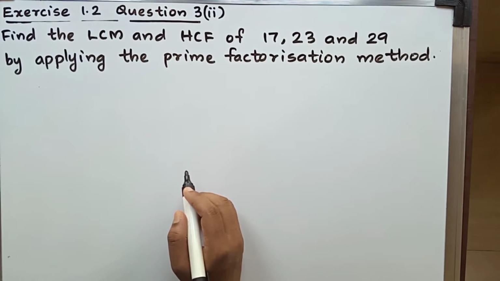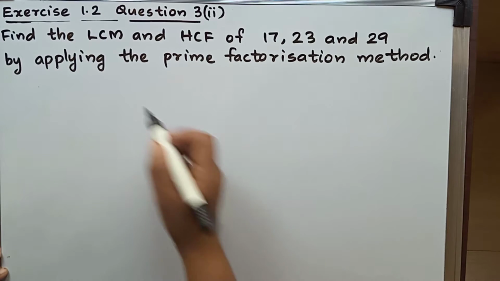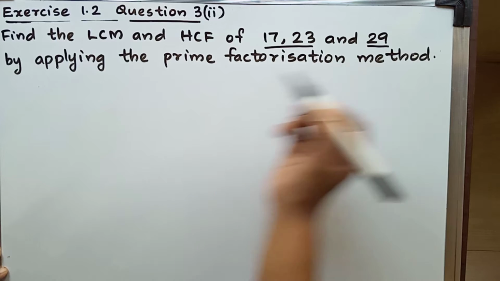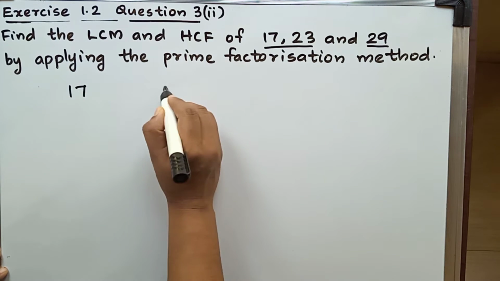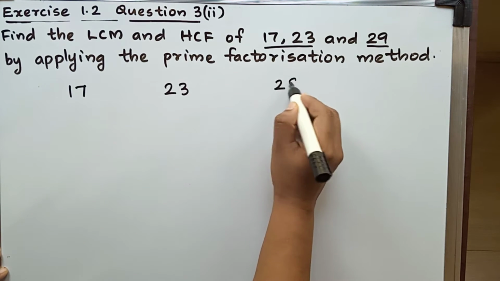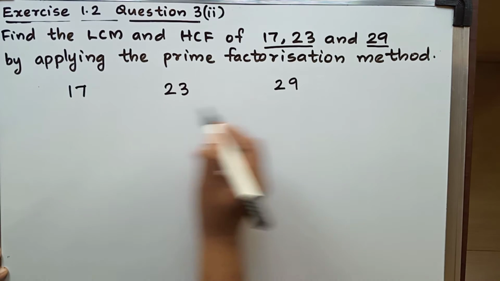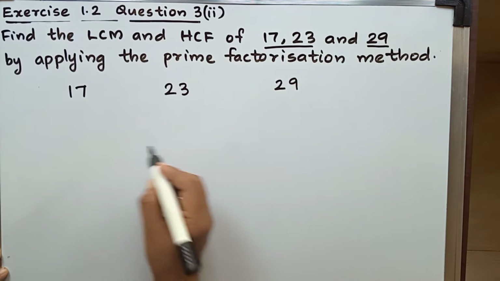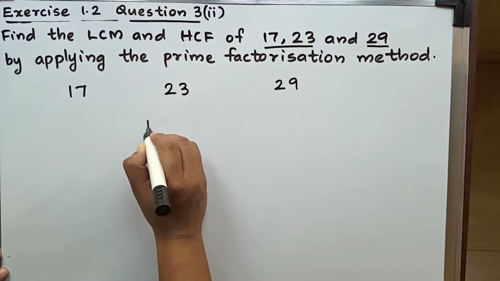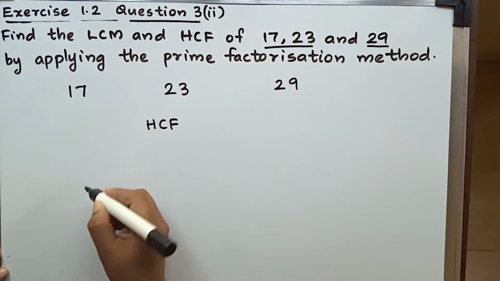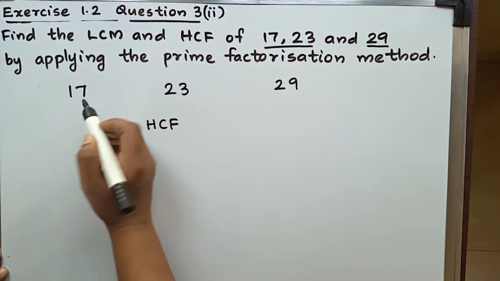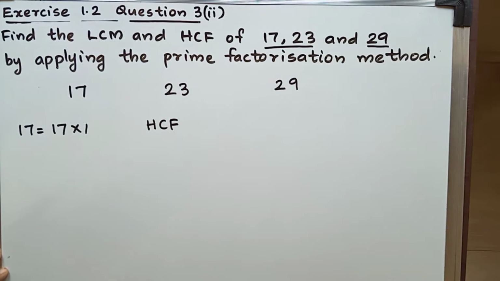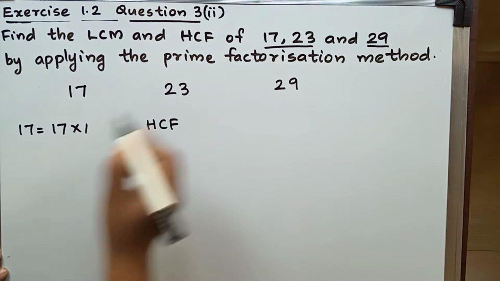This is the second part of our third question. Here the same question but 3 different numbers, 17, 23 and 29. 17, 23 and 29. What is the peculiarity of these three numbers? All these three numbers are prime numbers. So what we can say? HCF. See, we cannot factorize 17. 17 can be written as 17 into 1. No other factors because it is a prime number.